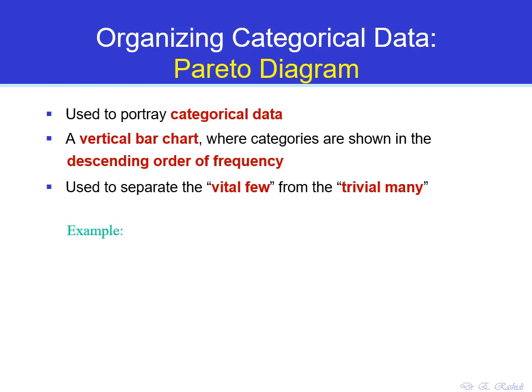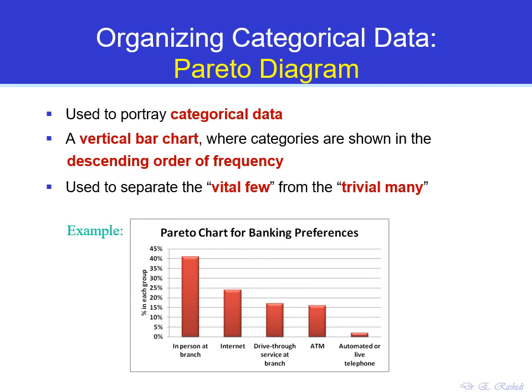So let's build a Pareto diagram for our bank example. So this is a Pareto diagram. As you see here, the bars are placed vertically and also in a descending order of their sizes, which represent the category of services of the bank that they represent. So here, the in-person at branch has the largest bar, which represents the most popular category. And then we have the internet. And we're going here to the least popular service category, which is the automated or telephone service.